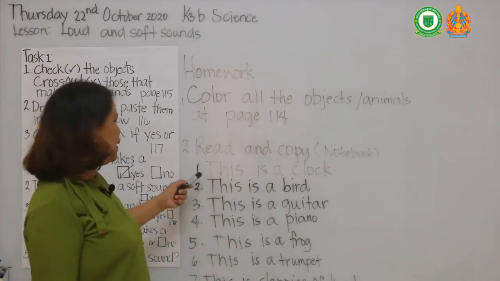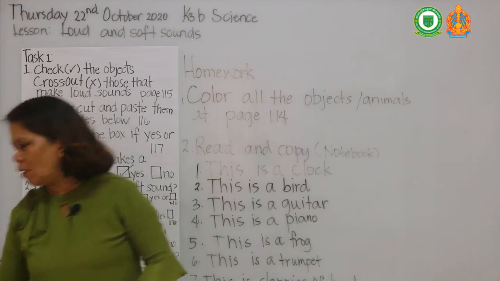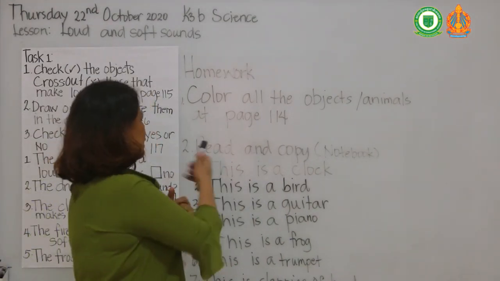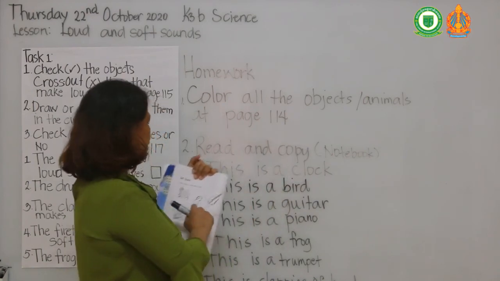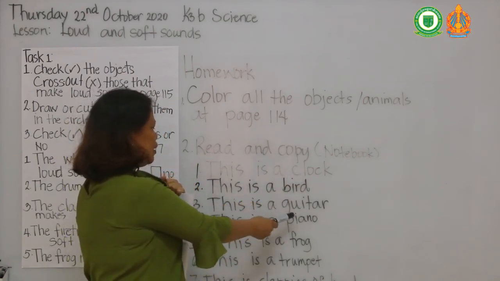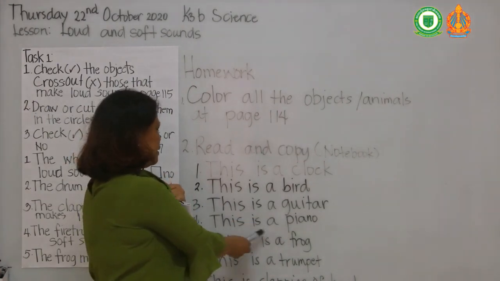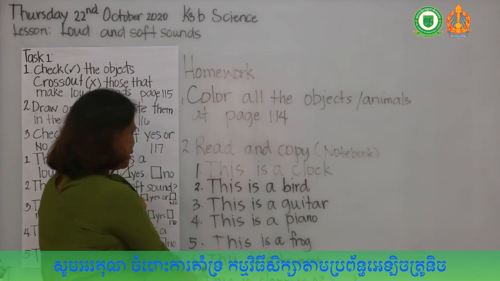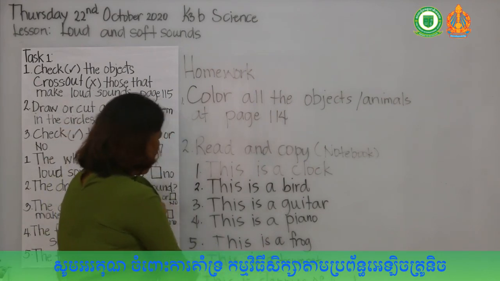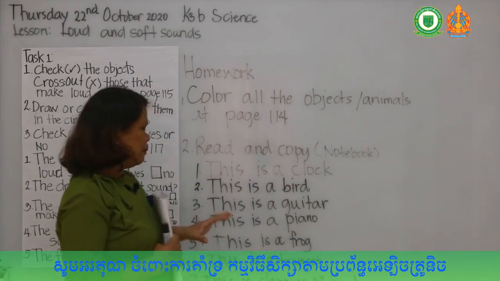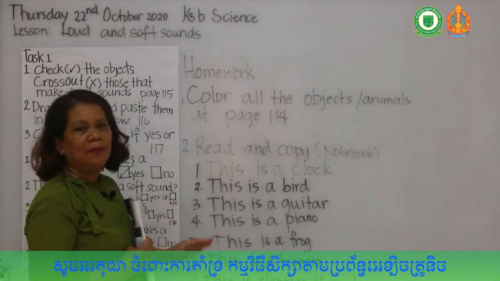Okay? So here, number 1, this is a clock. Number 2, this is a bird. Number 3, this is a guitar. Number 4, this is a piano. Number 5, this is a frog. Number 6, this is a trumpet. And this is clapping of hands. Okay? So please read this one.